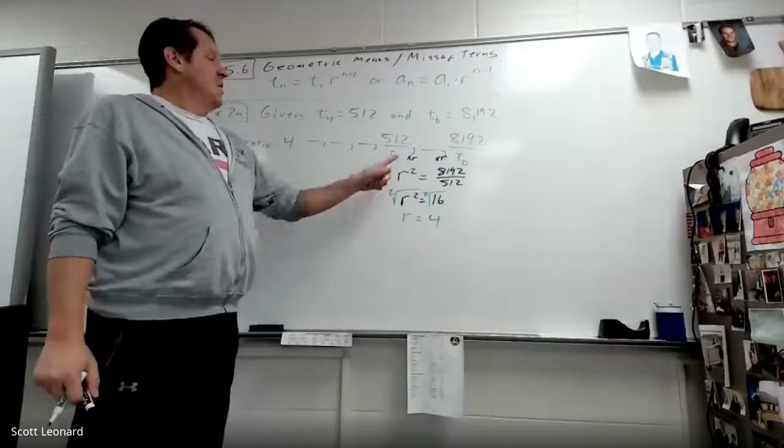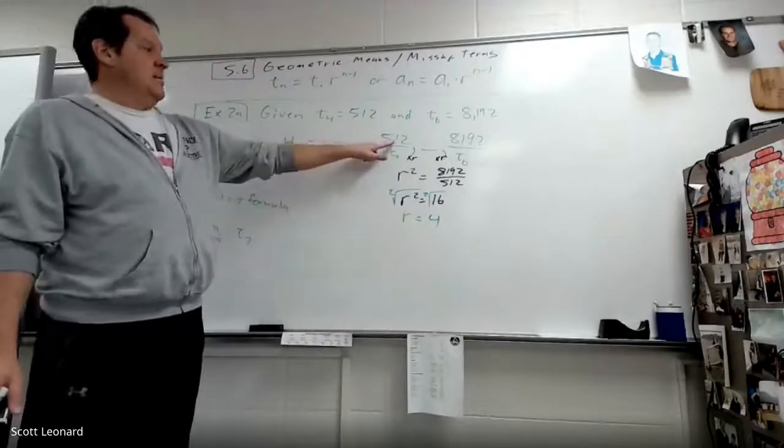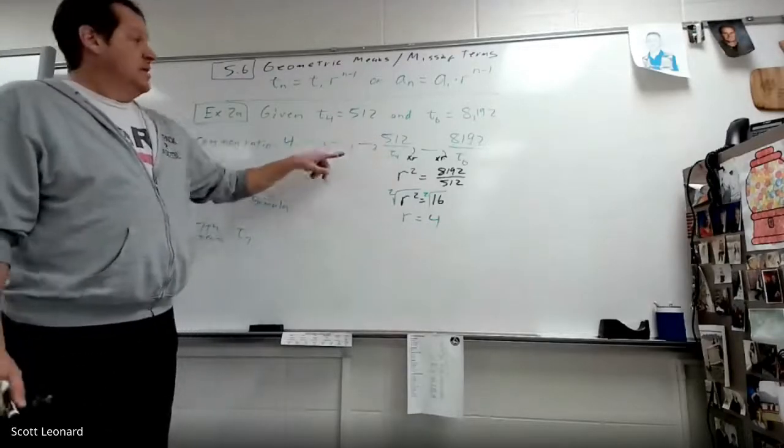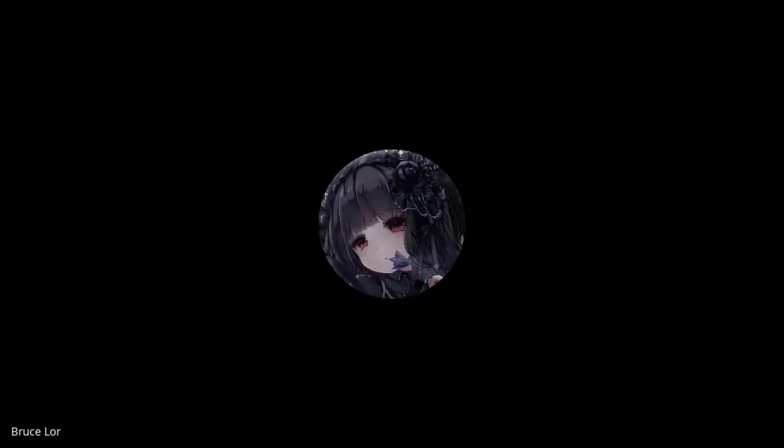Multiplied by 4. Multiply by 4. So if we want to work backwards to get 1, we'll take each of these numbers and do the inverse operation. What's the opposite of multiplying by 4? Division. Divide by 4.